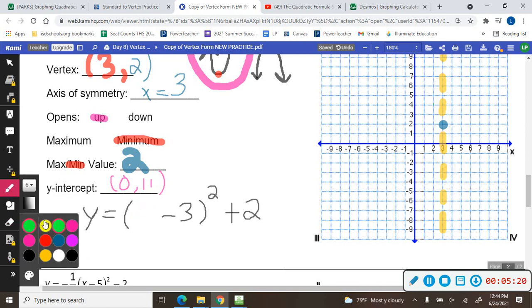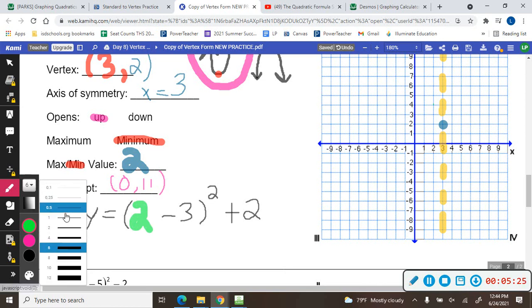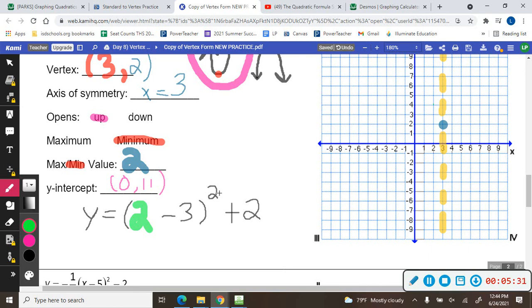So now when I plug in a 2, two minus 3 is -1. -1 squared is 1. 1 plus 2 would be 3. So I just found that if you plug in x is 2, you get back 3. So what does that mean? That means that over here at 2, you have the point 2, 3. Because it's symmetrical, it'll also be here. So if I were to plug 4 into this function, I would also get back 3.